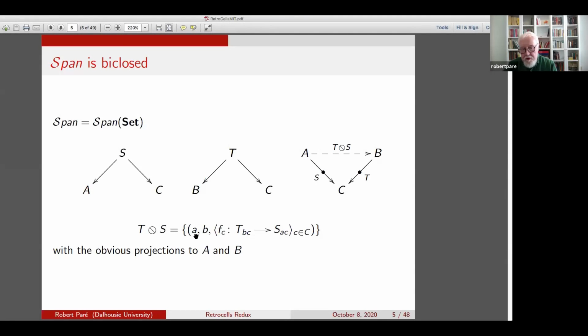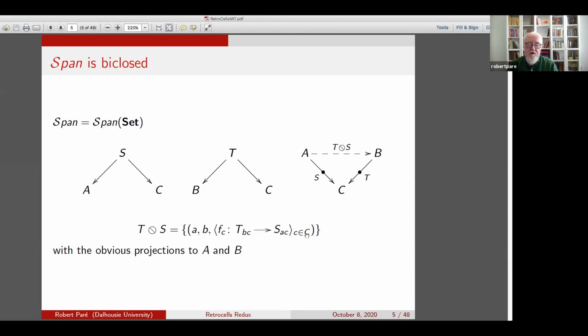Okay, so the first is an element of A, the second is an element of B, and the third is a family of functions from TBC into SAC, for all C, with the obvious projections. So you can work this out easily enough. Now, span set can be generalized in a couple of directions.